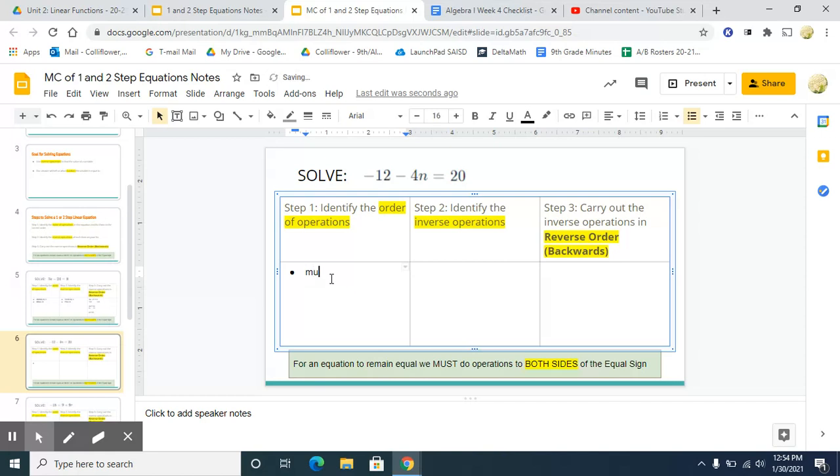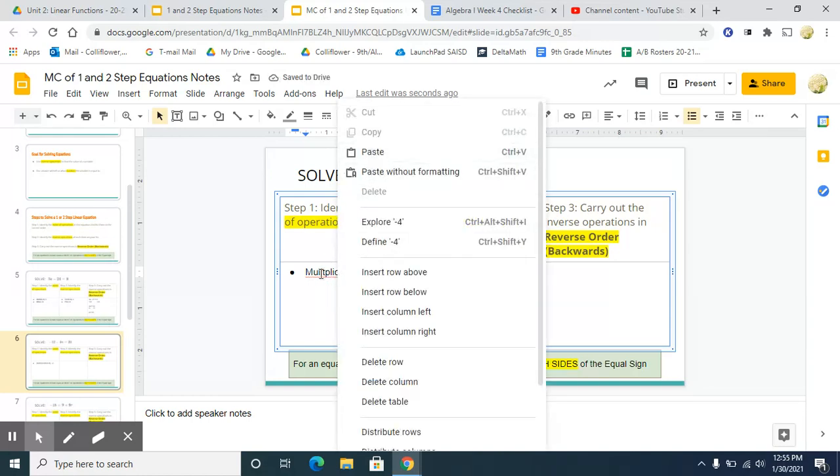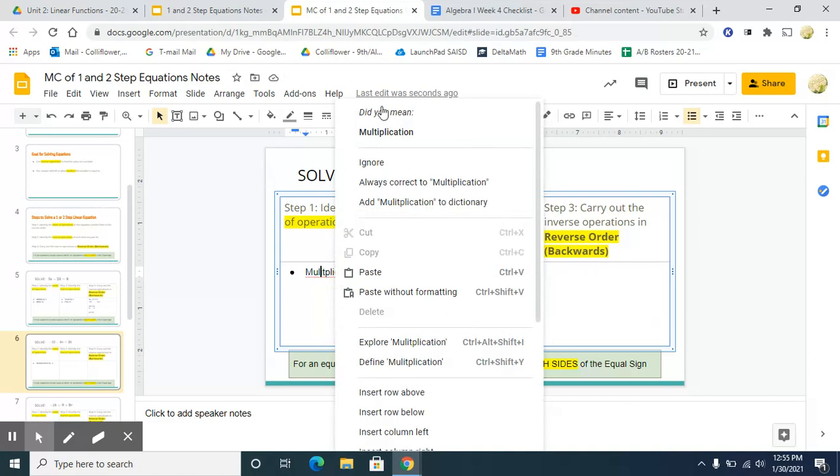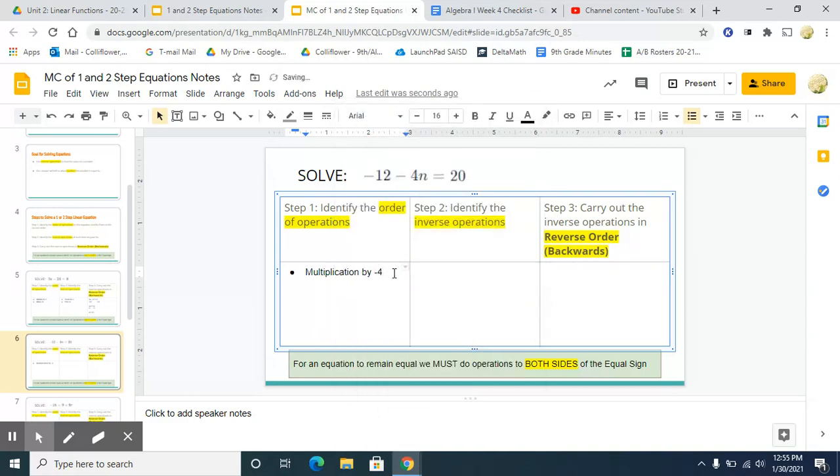So we have multiplication by -4. And then we have this -12. So after we multiply, we have a -12. So the inverse of these operations would be to divide by -4, because dividing by -4 is the opposite of multiplication by -4. And then the opposite of -12 would be to add 12.